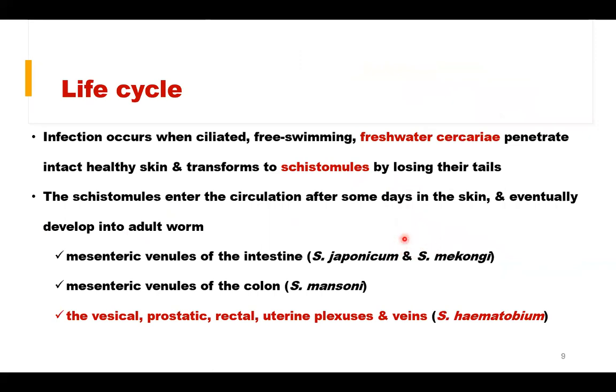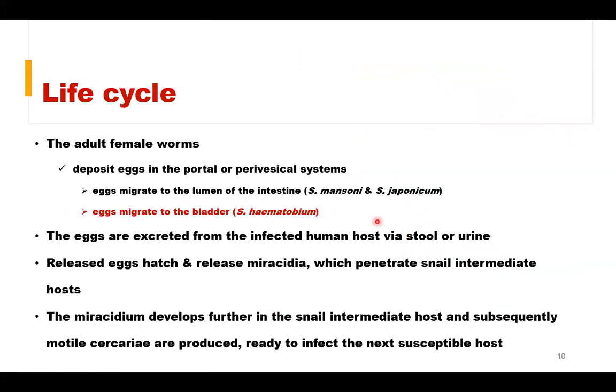So I've explained this. The adult female worm deposits eggs in the portal or perivesical system, depending on the species you're dealing with. Now the eggs will migrate to the bladder when we're dealing with haematobium. The eggs are excreted from the infected human host via stool or urine, and the released eggs hatch and release miracidia, which penetrate the snail intermediate host, and the miracidium develops further in the snail intermediate host. Subsequently, motile cercariae are produced.